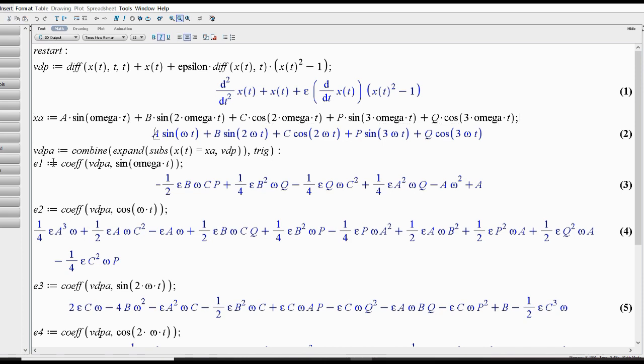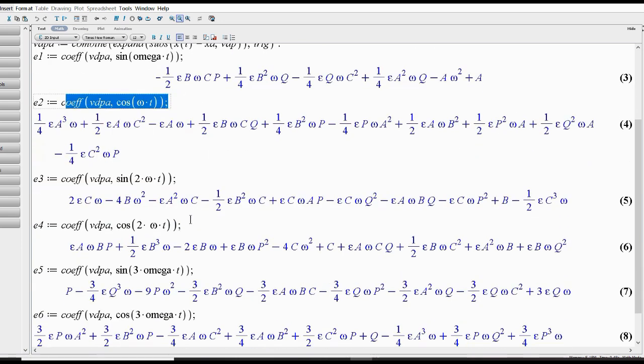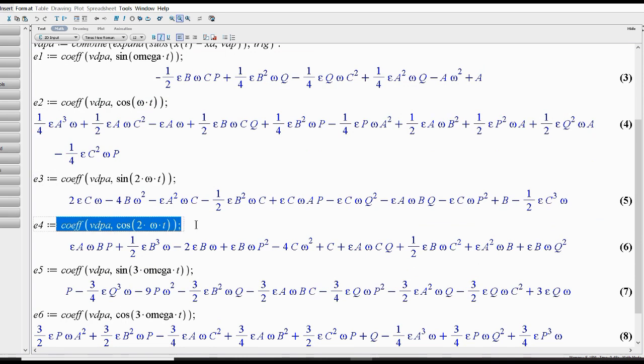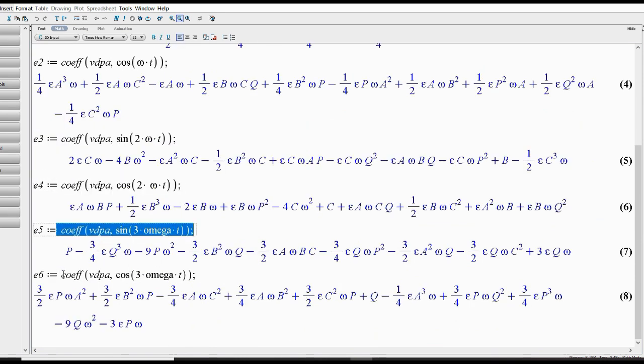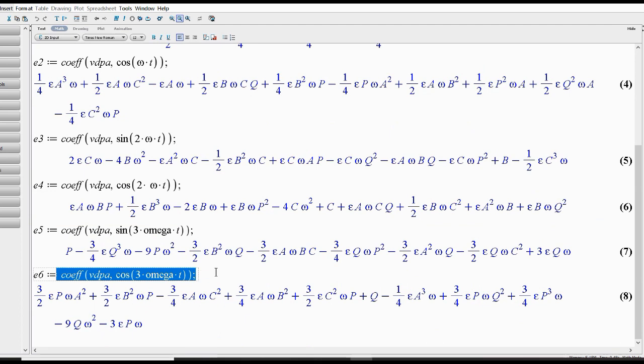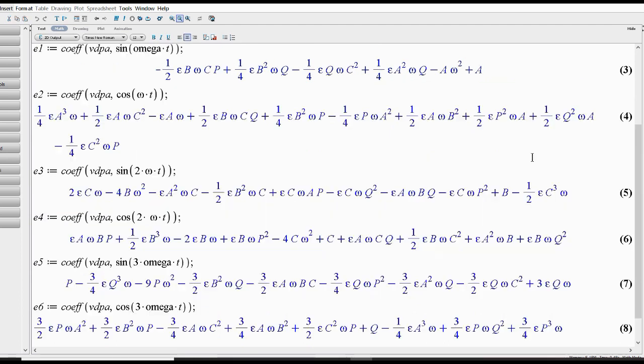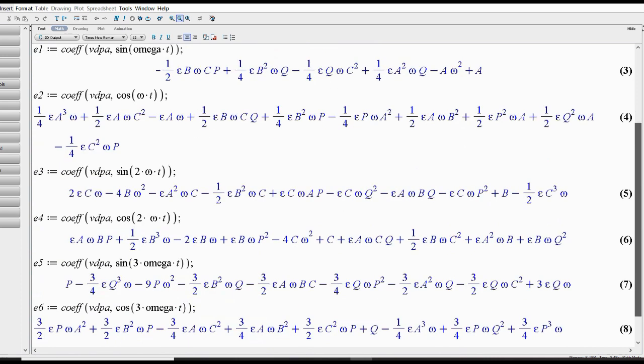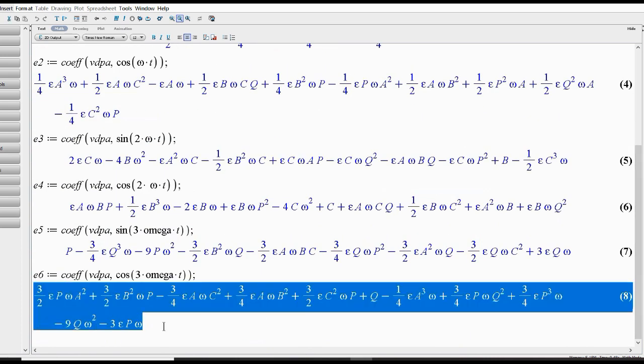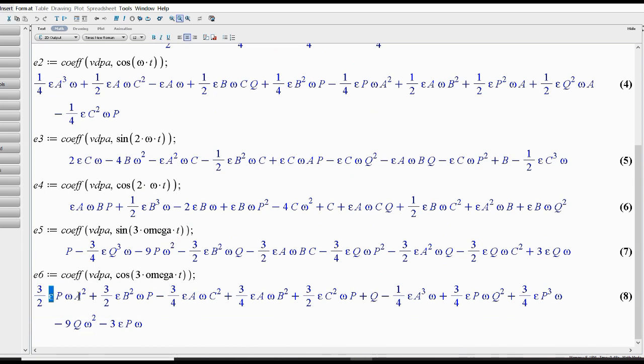Okay, we expand the approximation into the differential equation VdP here, then we expand and then we do combined trig, and then we pull out the coefficient. So here is the coefficient of sine omega t, the coefficient of cosine omega t, sine 2 omega t, cosine 2 omega t, sine 3 omega t, cosine 3 omega t. Okay, epsilon is the free parameter that remains. So actually now I have 6 equations involving 7 quantities in which epsilon is my bifurcation parameter.